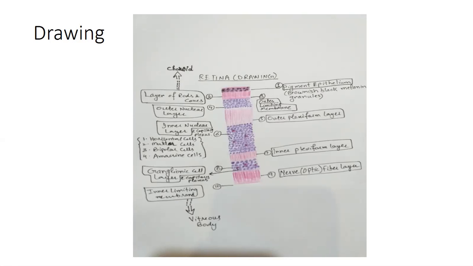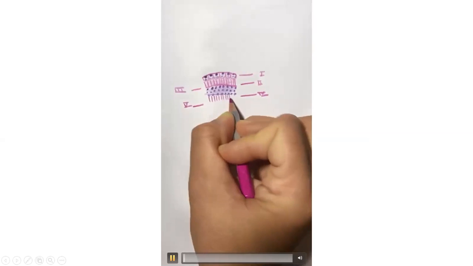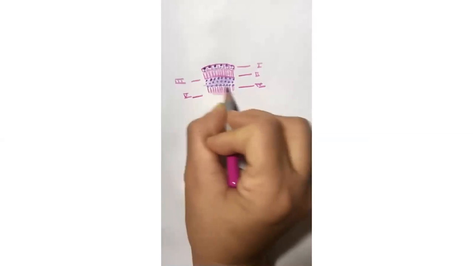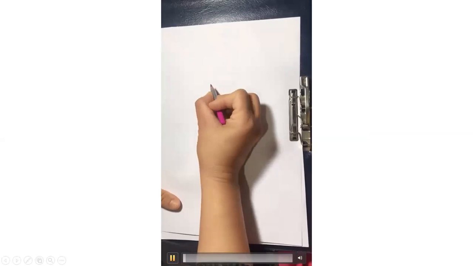Now in this video, I will tell you how to draw the retina. So please watch it. The outer plexiform layer is basically synapse. Now I will tell you how to draw the different layers of the retina.